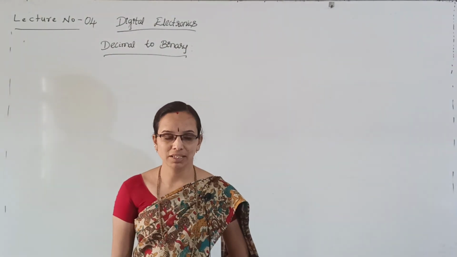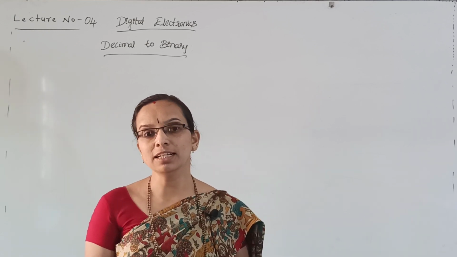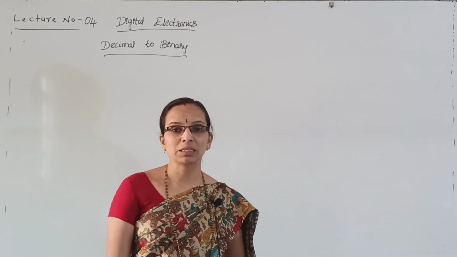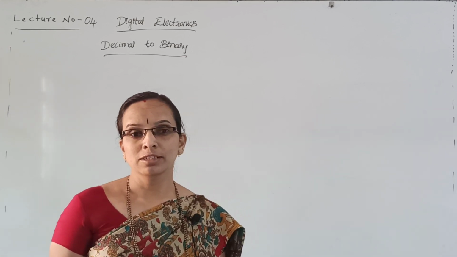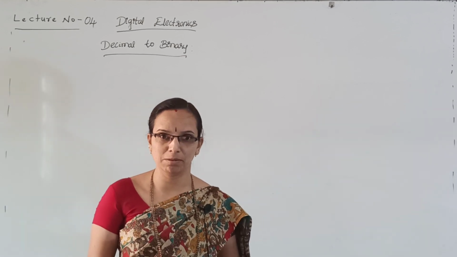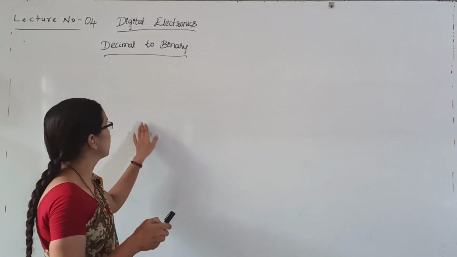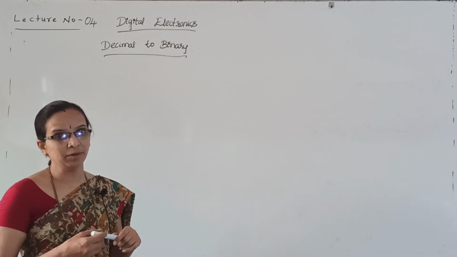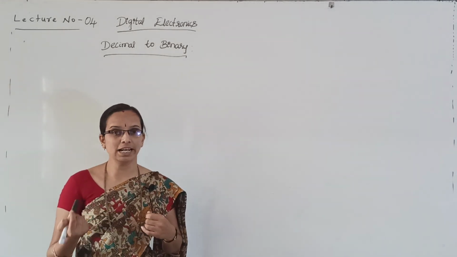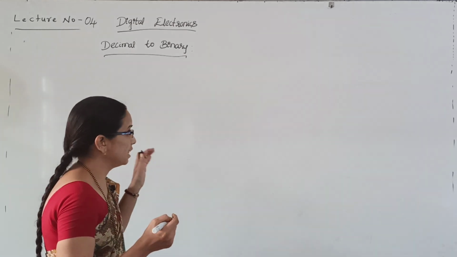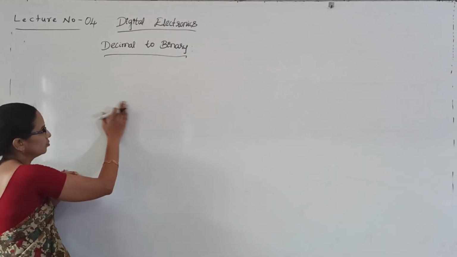In digital electronics, we have studied the number system, and in the last class we studied conversion from binary to decimal number system and hexadecimal to decimal number system. Today we will do the reverse process, that is decimal to binary. We will learn that first. After that we will learn decimal to hexadecimal. Okay, in decimal to binary, I will take one example.